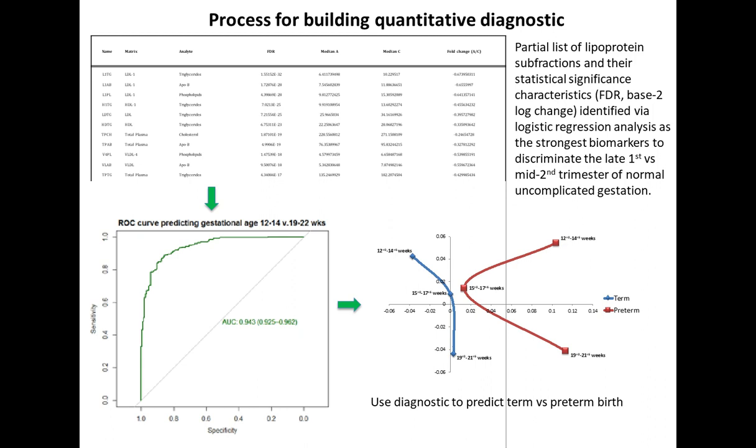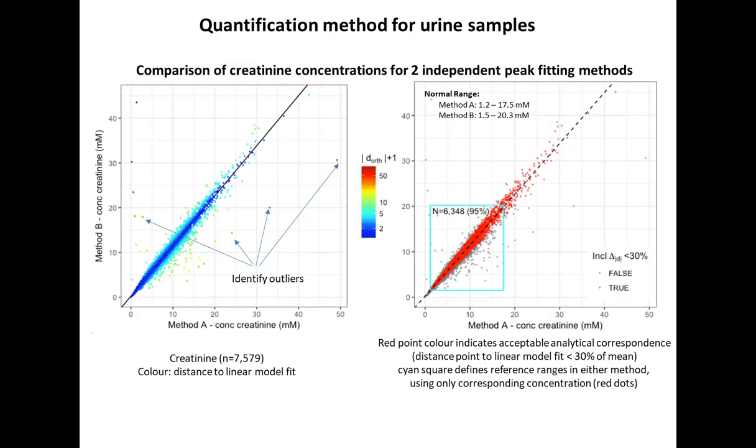So we use this model of healthy pregnancy to look at the difference between healthy pregnancy and those women who went on to deliver preterm. In the bottom right panel, you can see two lines: in blue, the trimesters for the term babies, and in red, preterm. By using the healthy pregnancy model, you can see the lipoproteins for the preterms are totally different.